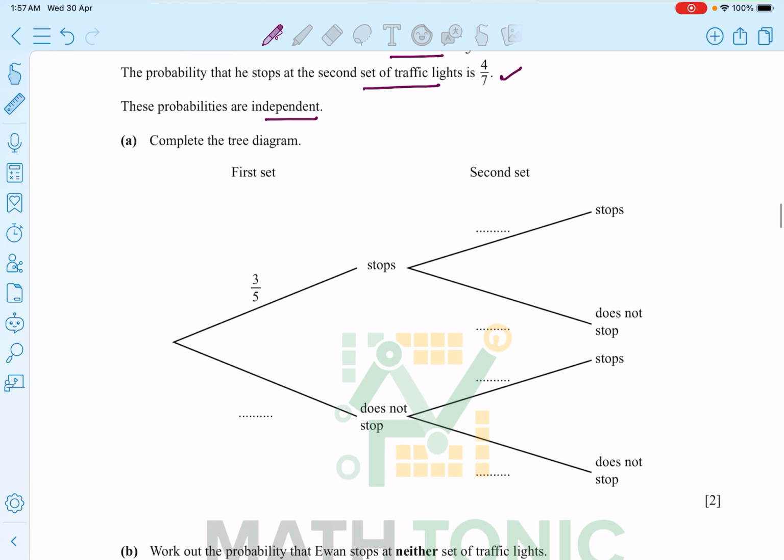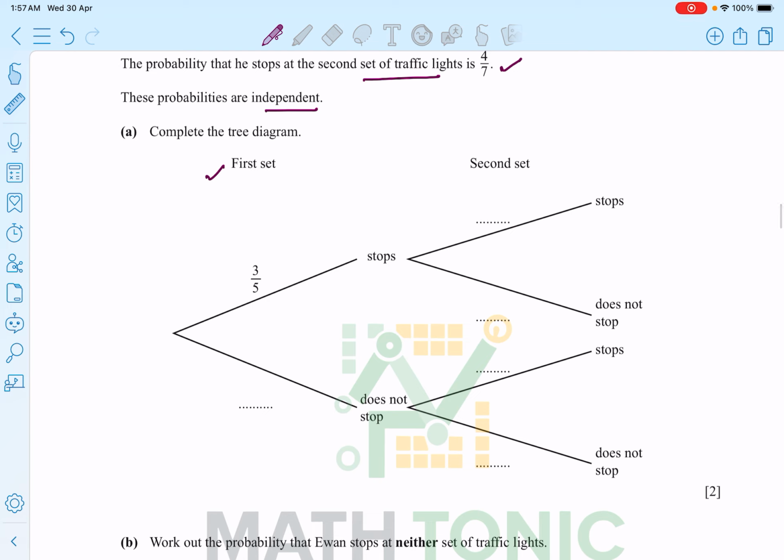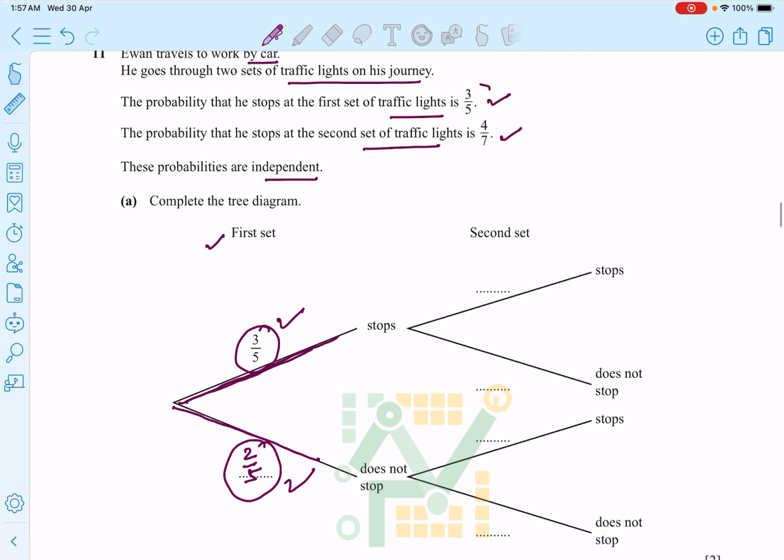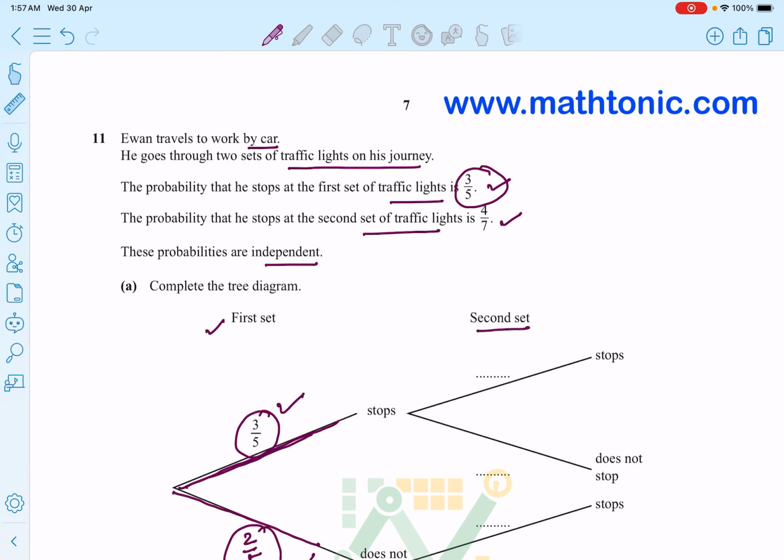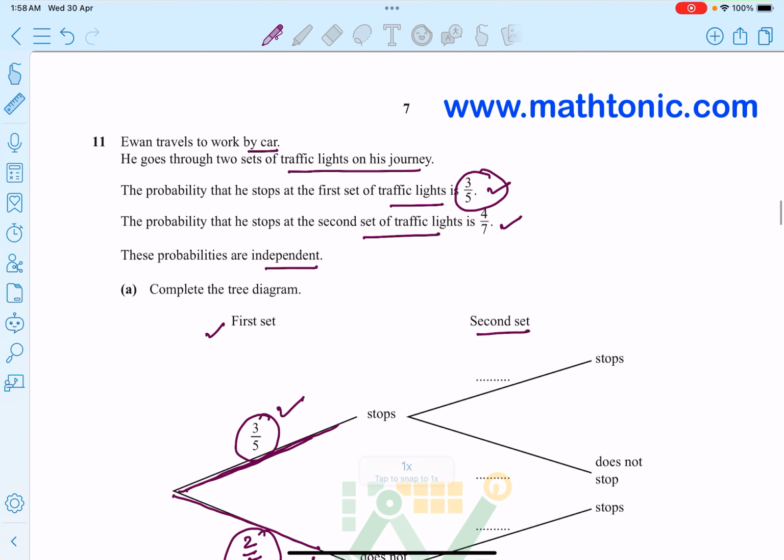If you see, this is the first set. And always remember, these 2 branches of the tree, these 2 probabilities always add up to 1. This one and this one should add up to 1. So if it is 3 out of 5, this will be 2 out of 5. Did you get it? Yes, you can see here this is given 3 out of 5, so this is 2 out of 5. Read the question again for the second set. What is given? Stops at a light, 4 out of 7.